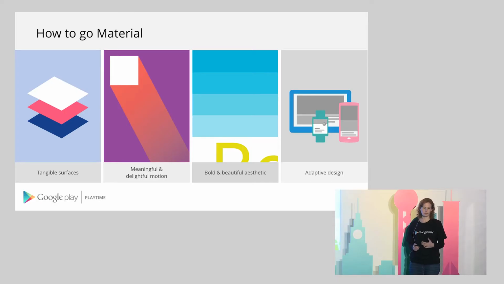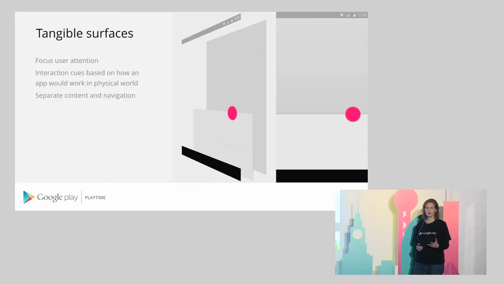So now we're going to talk about the 4 different design principles behind material design: tangible surfaces, meaningful and delightful motion, bold and beautiful aesthetics, and adaptive design. So first, tangible surfaces. Here the idea is about creating how physical objects would react in the physical world and trying to express it in a computer interface. So you can have areas of light and shadow. You can also use the layout to separate the content from the navigation.